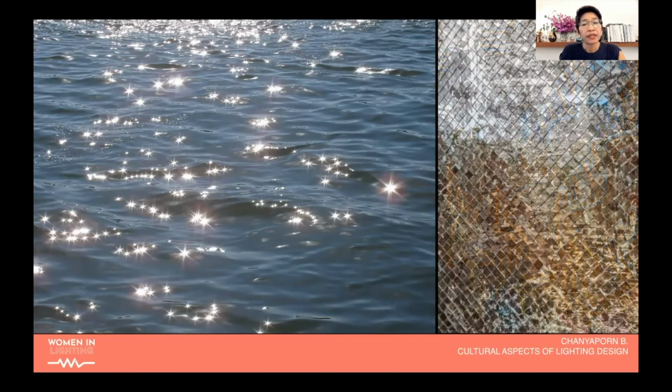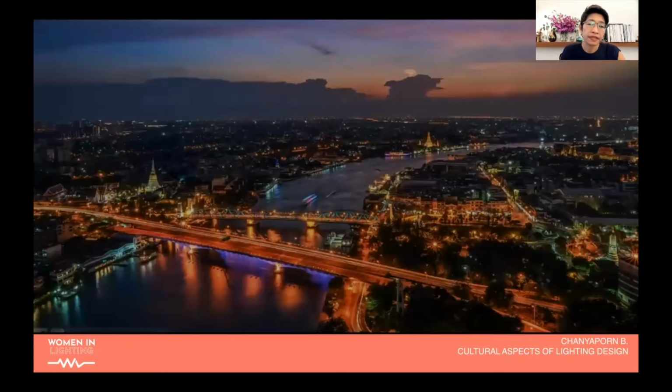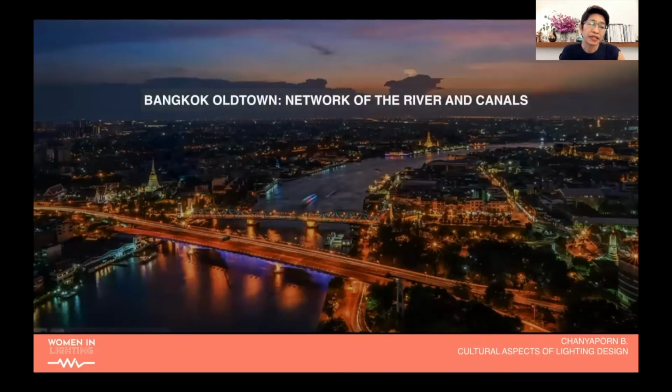Personally, I like to explore the relationship between different forms of water and different characteristics of light. For example, sparkles, the ripples of water reflected on different surfaces. And you might see these lighting techniques and design elements in the projects that I'm showing you later on here.